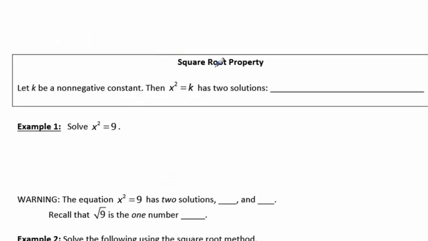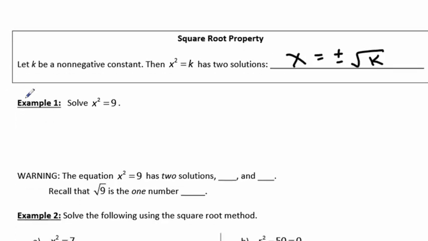So the square root property says that if I have x squared equals k, it has the two solutions, x equals positive and negative the square root of k. So let's solve x squared equals 9. Okay, x squared equals 9. Take the square root of both sides, I get x equals plus and minus square root of 9, or x equals plus and minus 3.